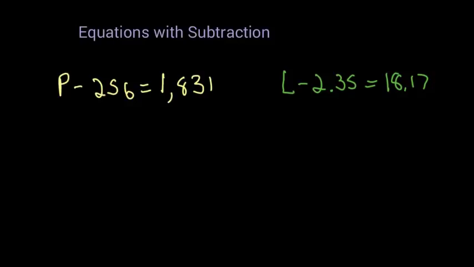Now we're going to do equations with subtraction. So I have p minus 256 equals 1,831. So again, you solve these just like you solve an addition one by doing the opposite. So the opposite of minus 256 would be adding 256.